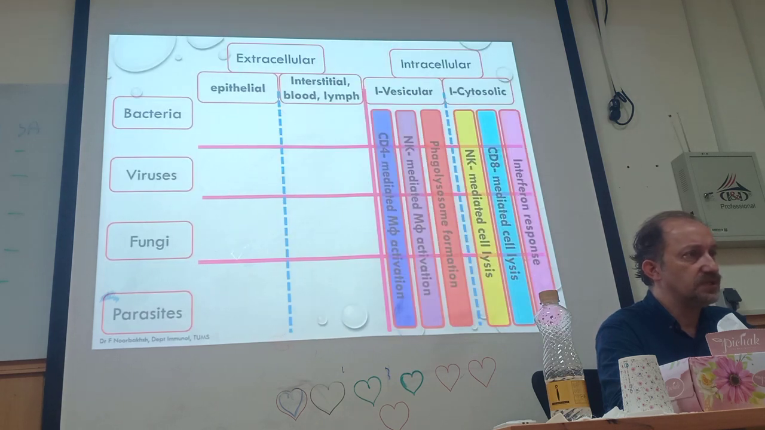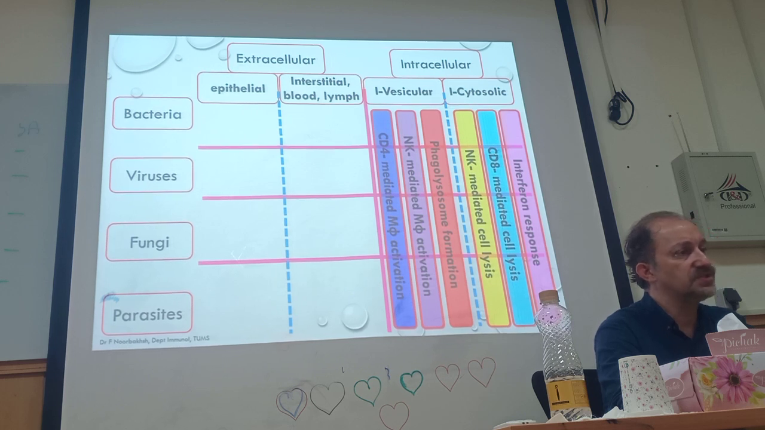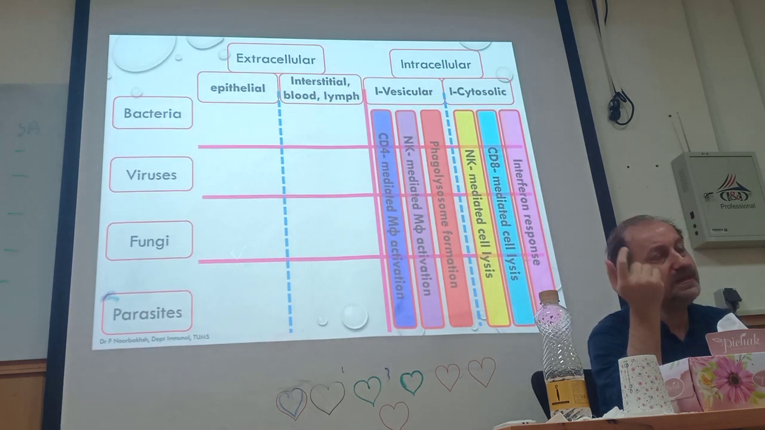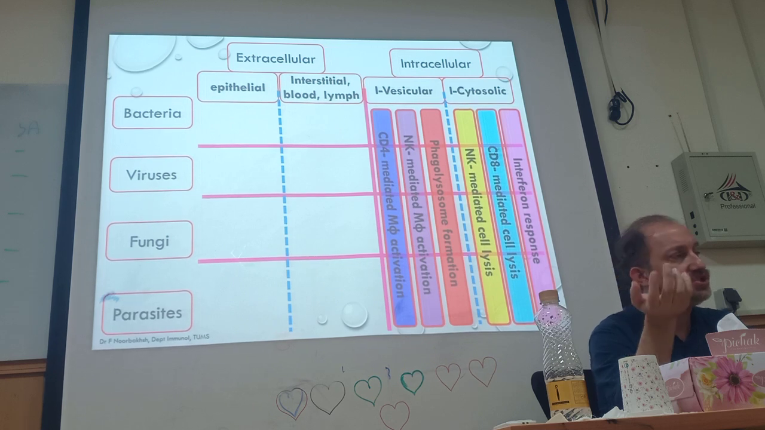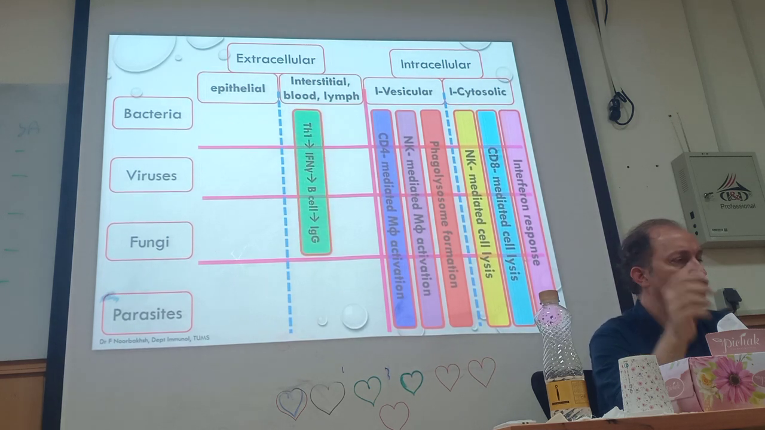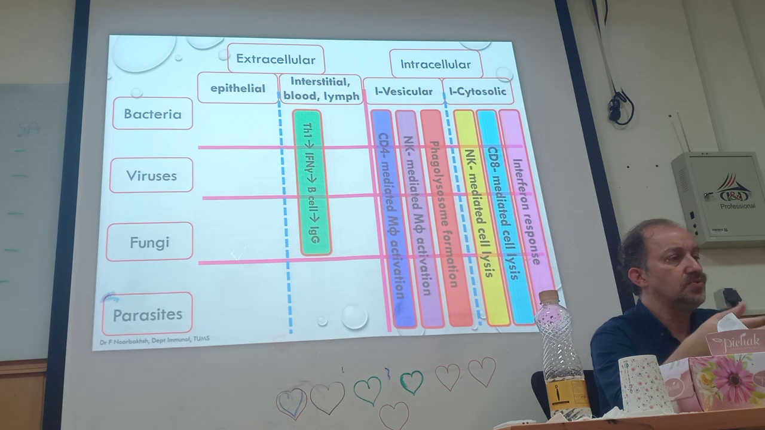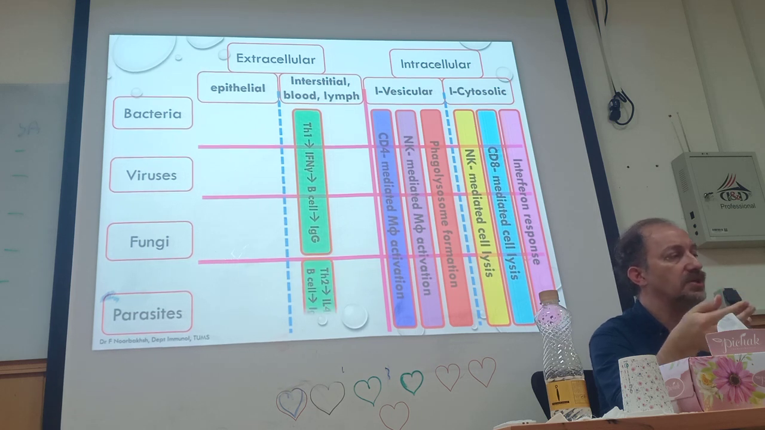So let's get back to this slide. The interstitial, I just mentioned this one. So we have TH1, interferon gamma, B cell, and IgG. This is the one mechanism. Then TH2, IL-4, B cell, and IgE.